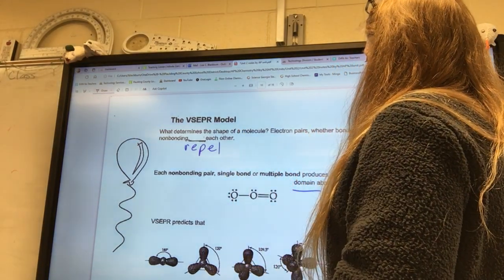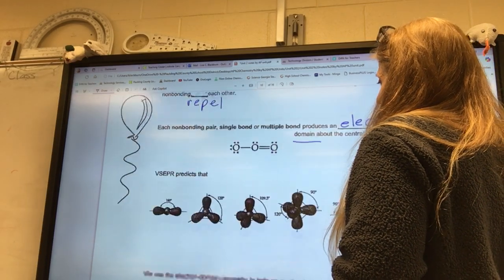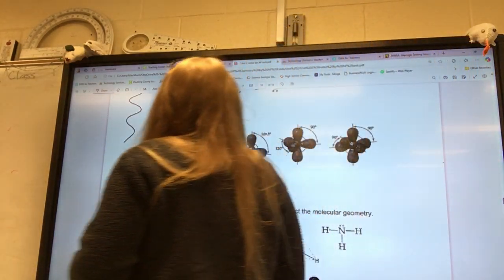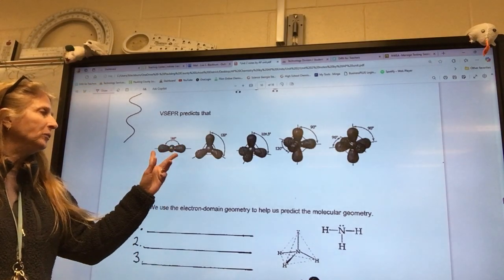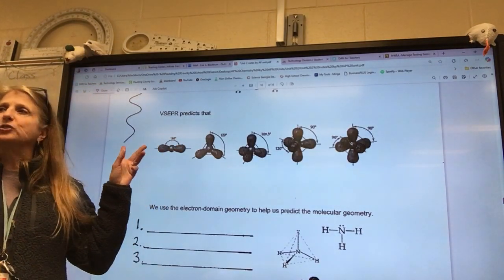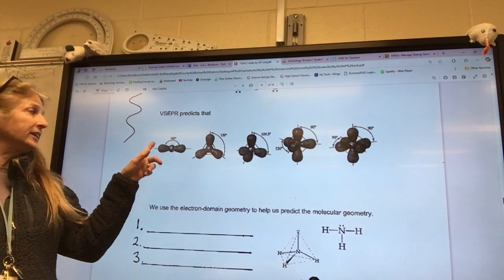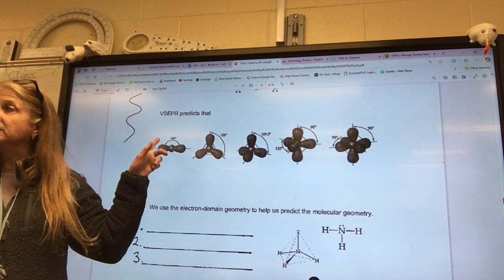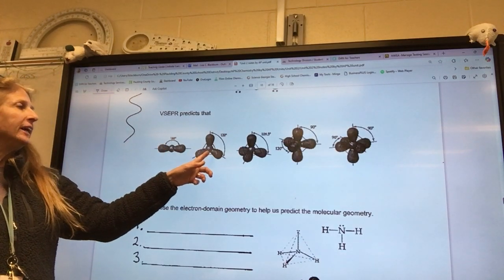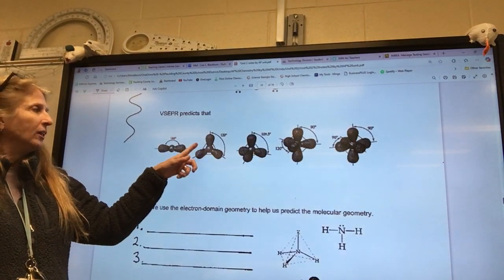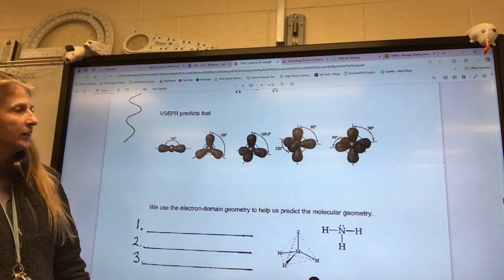Okay, so here we have them. There's a thing called VSEPR, and it predicts the shape by the pairs. If we have two negative things, for them to get as far apart as possible, it's going to be 180 degrees. They're going to make a line. Does that make sense? If you have three, they're going to push as far apart as possible. They're going to make a Mercedes symbol, and it's going to be 120 degrees.